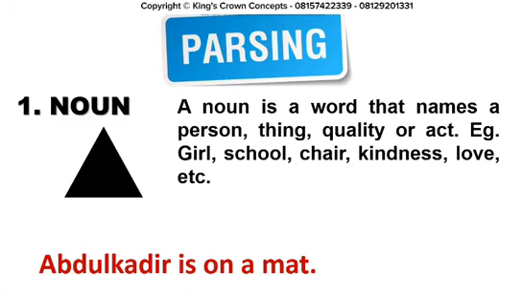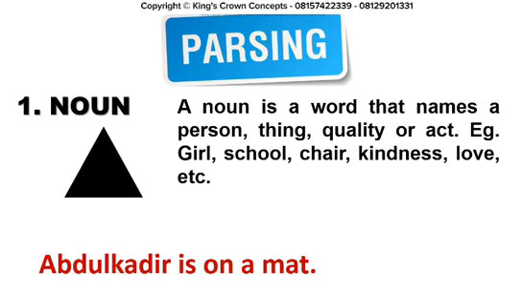So for noun, a word that names a person, you explain this normally. Give them now a sentence that has a noun. Abdulkadir is on a mat. The question I have for you is, how many nouns do we have in this sentence? Correct, there are two. Abdulkadir and mat are the nouns in this sentence. So you are going to parse the two nouns.